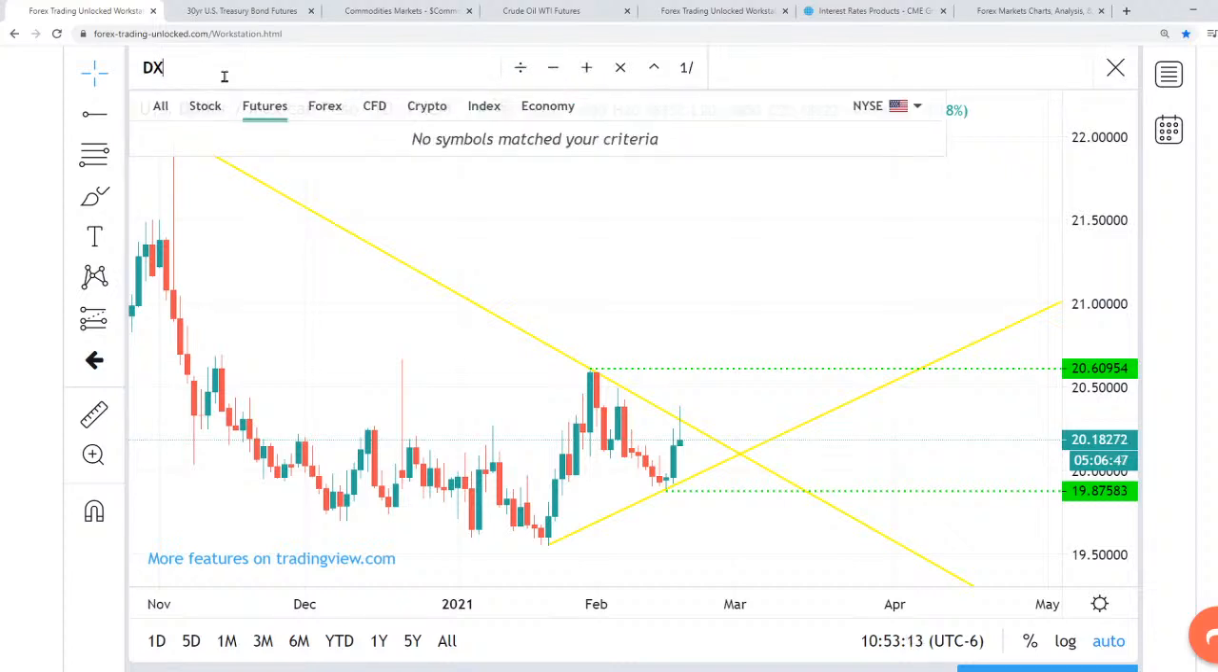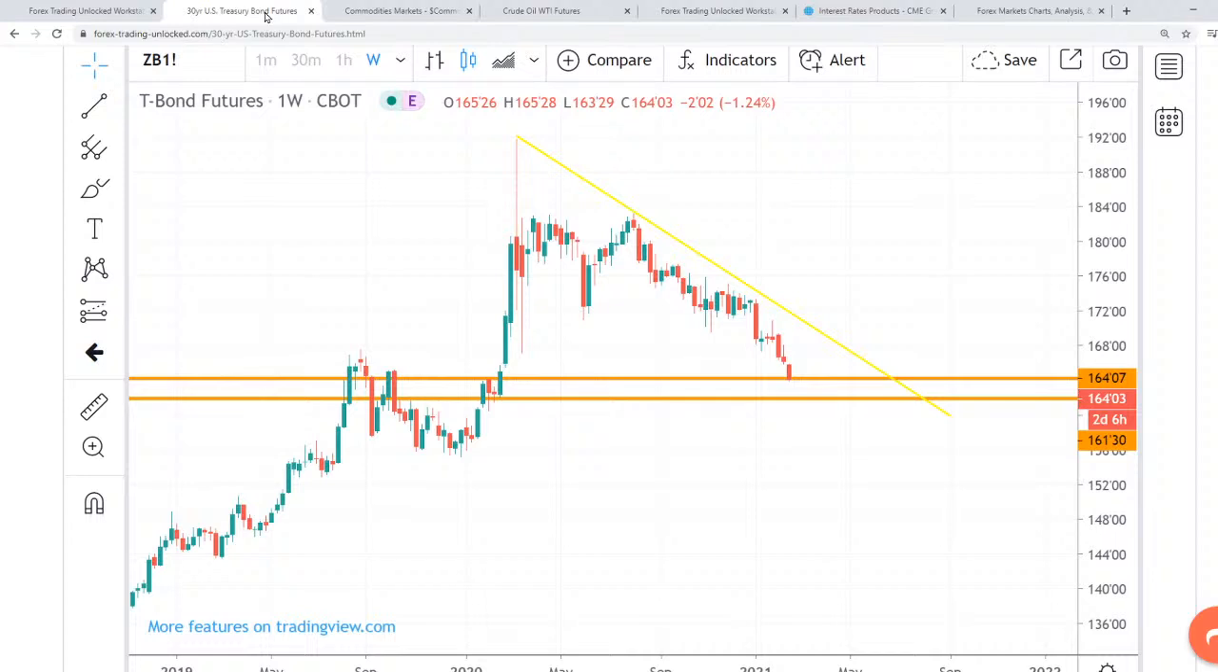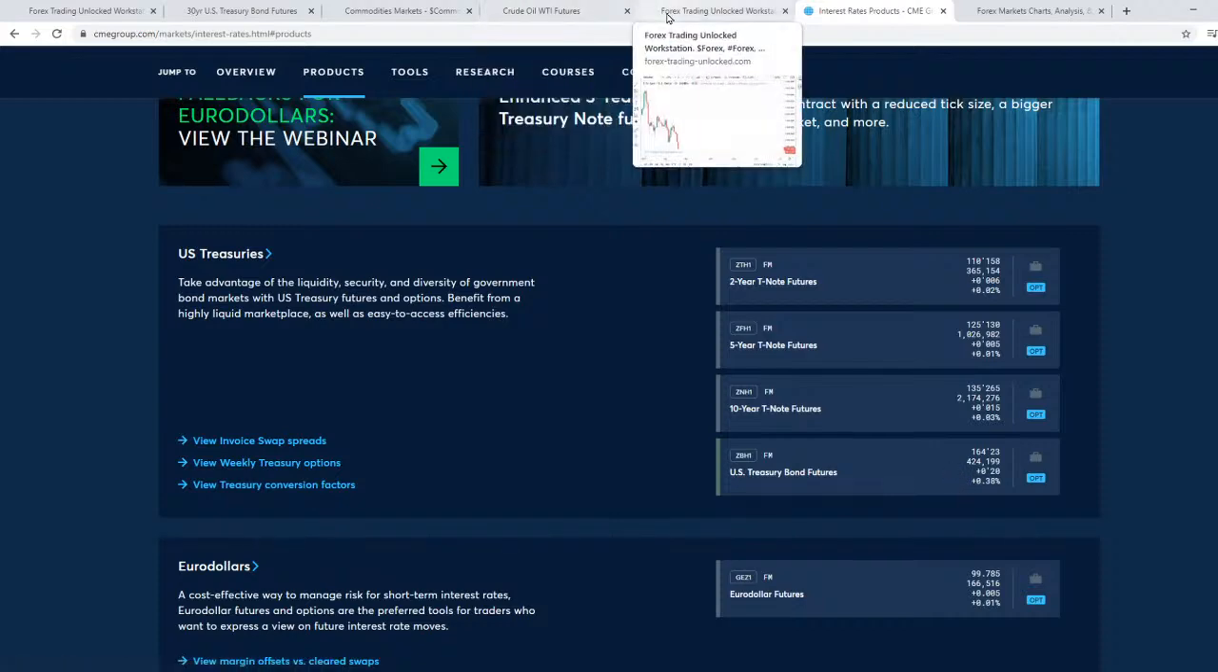Remember, the dollar index, as we started, had this bullish engulfing line buy signal that is helping to give a lift to the currency markets. We are looking to continue this trade higher. And then also remember to be mindful of the 30-year Treasury notes. Right now, we're off the CME website here, they are up 20 ticks. They call them ticks in futures, not pips like in the Forex market. So we're having a nice little profit-taking rally.